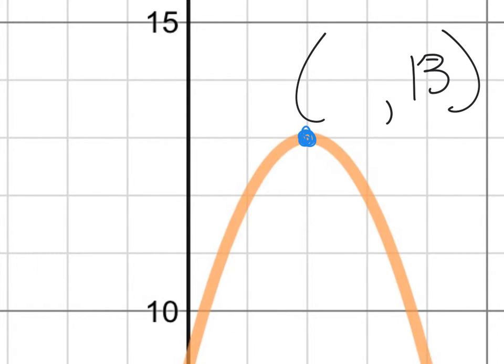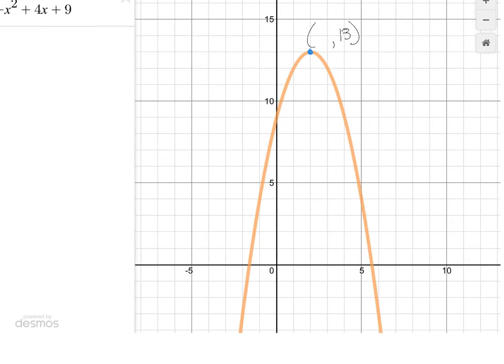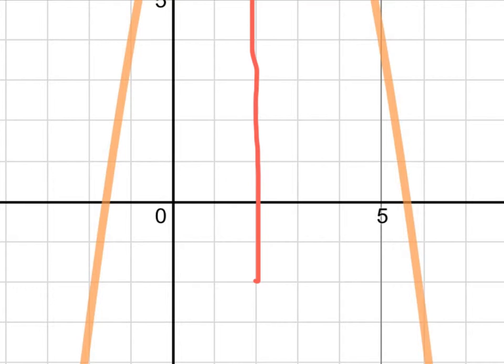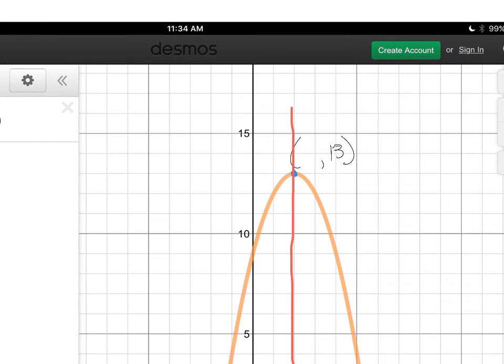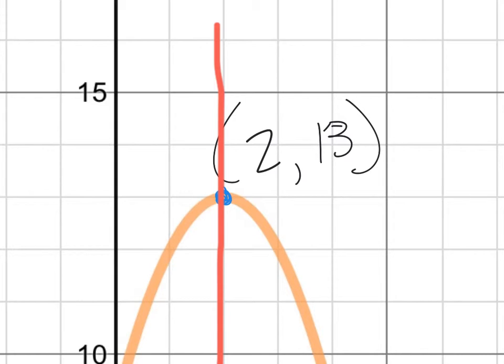I'm not entirely sure what our x value is. It looks like it might be 2, because here's our y-axis, 1, 2. But let's zoom down to make sure it's a 2. I'm going to go all the way down here, and I can see that the line of symmetry goes straight down. And yep, I agree, that's a 2. So the x value is a 2. So our maximum value right here, that vertex, is 2 comma 13.